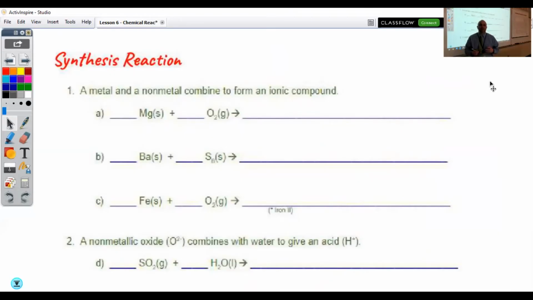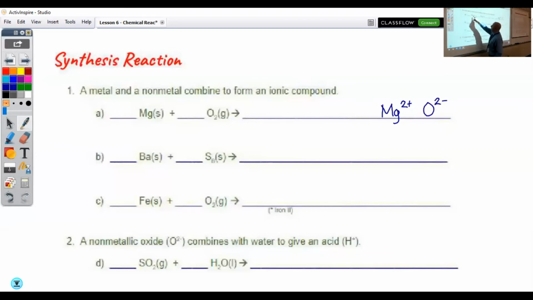Let's look at some examples of synthesis reactions, beginning with that magnesium and oxygen demonstration that I just showed you. Our first subcategory of synthesis reactions says a metal and a nonmetal combine to form an ionic compound. In this case, magnesium is our metal, oxygen is our nonmetal. When those 2 things combine, keep in mind a couple of things. Magnesium is going to form a positive 2 charge when it's part of a compound, and oxygen is going to form a negative 2 charge when it's part of a compound.